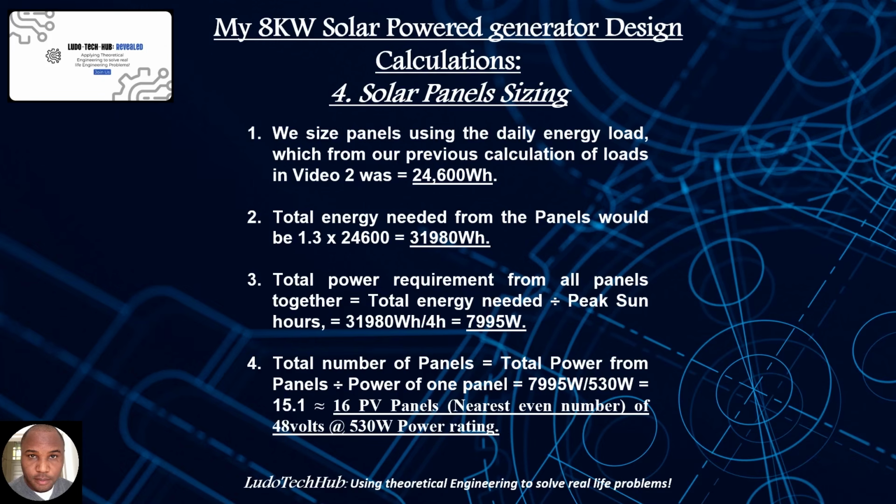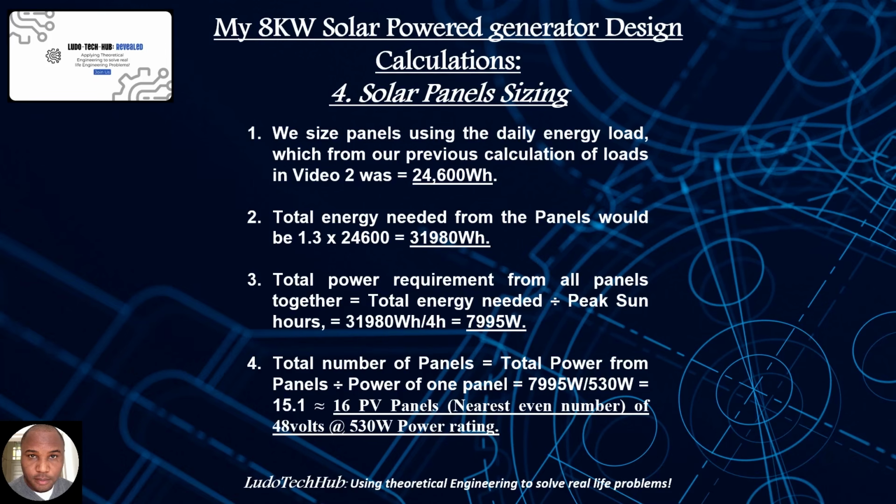Which is the 7,995 watts. So now we need to calculate the total number of panels that is going to give us this total power. To get the total number of panels, we'll say the total power from the panel, which is 7,995 watts, divided by the power of one panel. It depends on the panel that you have in the market around you, but the half-cell monocrystalline panel that I found in the market around me was 530 watts. That was the power that one panel was producing.